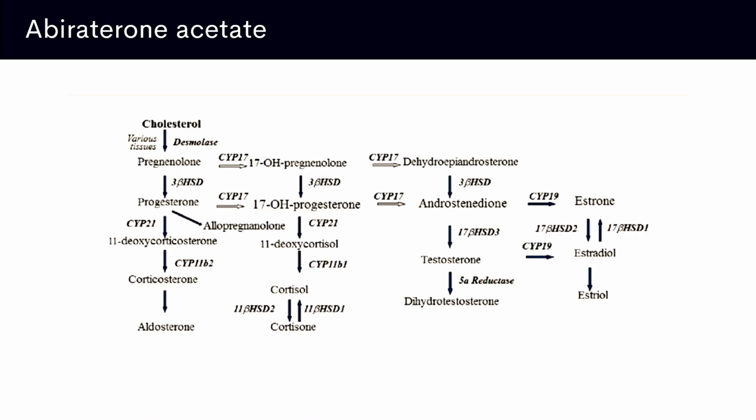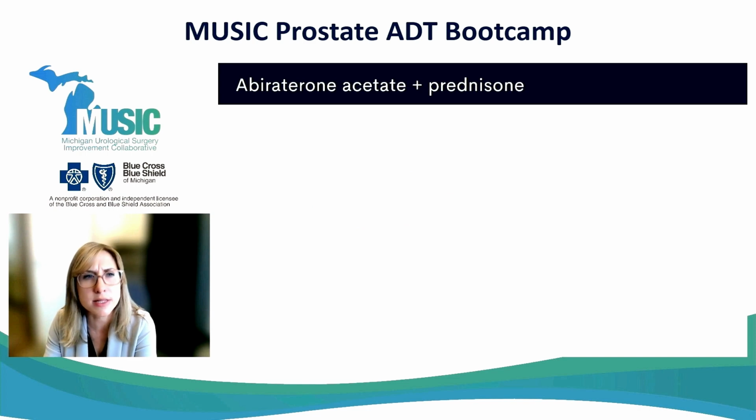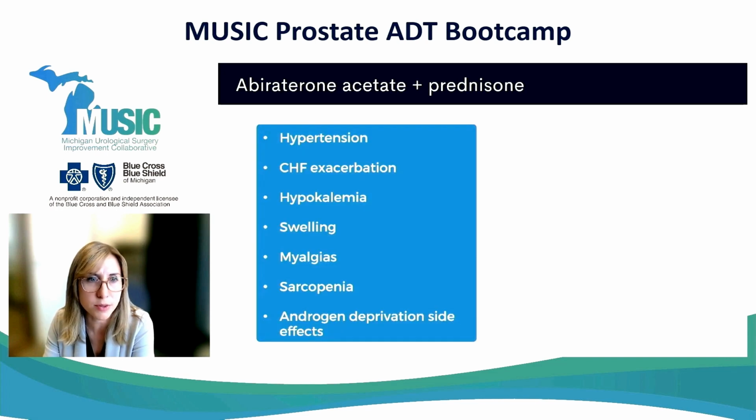So one of those forms of androgen manipulation is abiraterone. Now, this is just a quick schema showing the steroid cascade. And how abiraterone works is by inhibiting these enzymes in that steroid cascade. And by doing that, aldosterone tends to be upregulated. And that's where a lot of the side effects for abiraterone come from. So we give this along with a low dose of prednisone.